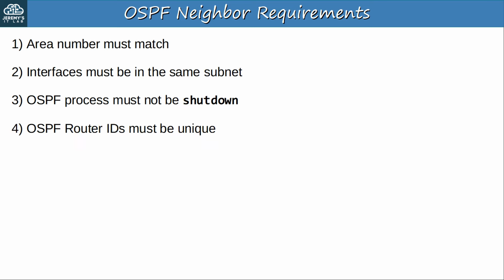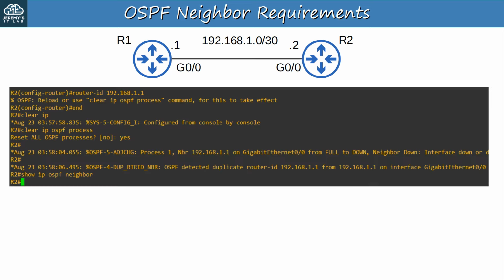Next requirement, the OSPF router IDs must be unique. Let's see how that works. I haven't configured the router IDs of R1 and R2, and I also haven't configured any loopback interfaces. So each router has selected its G0/0 IP address as its router ID, 192.168.1.1 for R1 and 192.168.1.2 for R2.